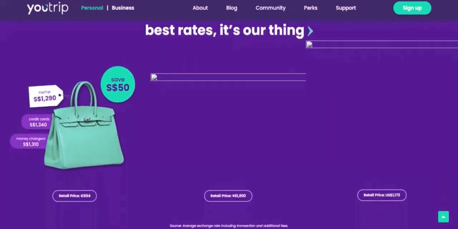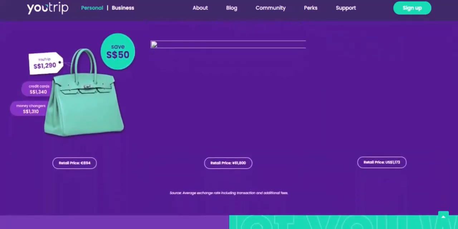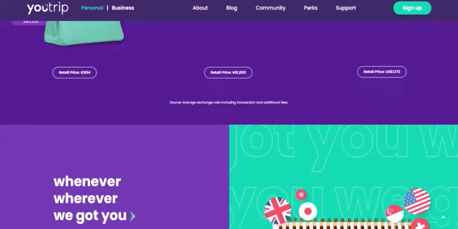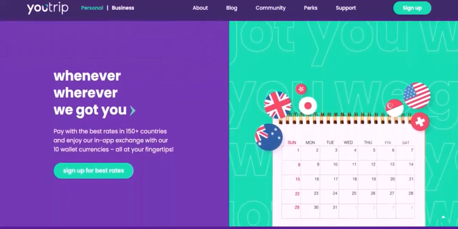Why YouTrip might restrict withdrawals. Regulatory compliance. Financial regulations vary by country. YouTrip needs to adhere to these regulations, which might limit withdrawal options. Foreign exchange risks. Holding a balance in multiple currencies exposes YouTrip to foreign exchange risks. Restricting withdrawals can help manage these risks.